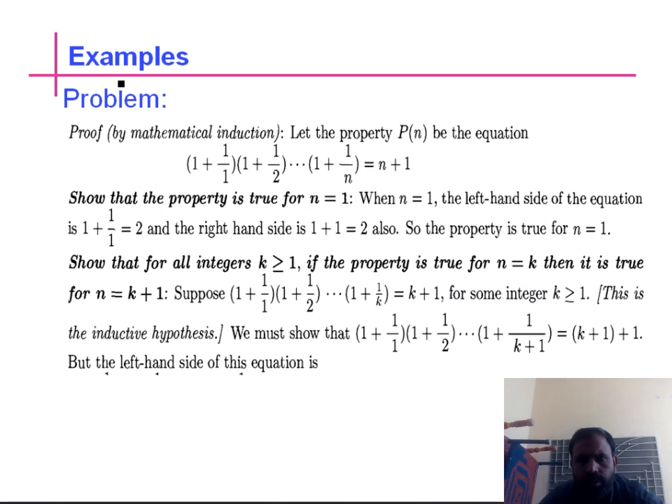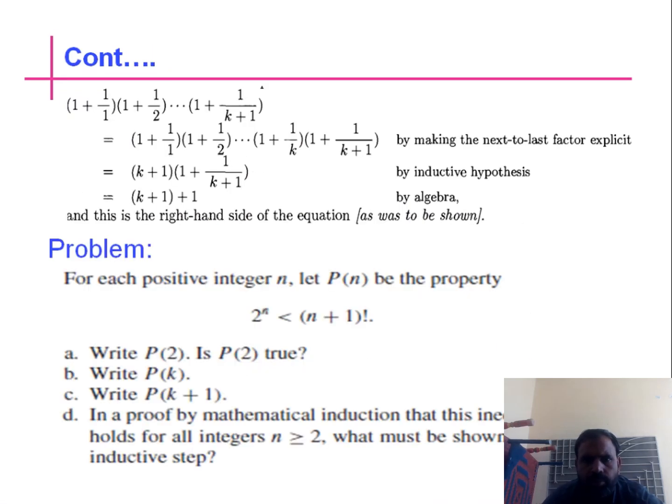So if the property is true for n equals k, it is true for n equals k plus 1. Similar process: we put k in the inductive step, and we must show that it will be true for n equals k plus 1. So this will become 1 plus 1 by 1, times 1 plus 1 by 2, and so on. By making the next to last factor explicit and using the inductive hypothesis, this will become k plus 1 times 1 plus 1 by k plus 1. By algebra, this will become k plus 1 plus 1.